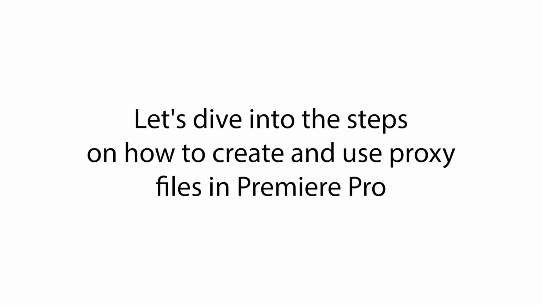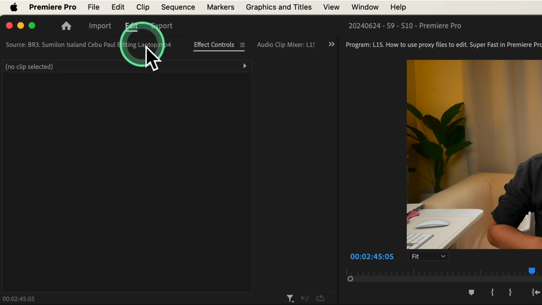Let's dive into the steps on how to create and use proxy files in Premiere Pro. Here's how you can do it. First, open your project in Premiere Pro. Then, go to the top menu and click on File.